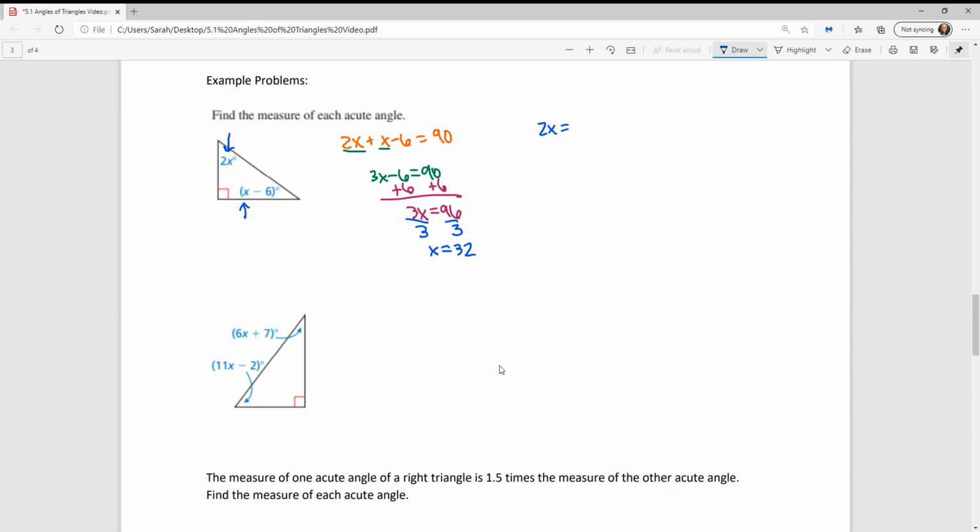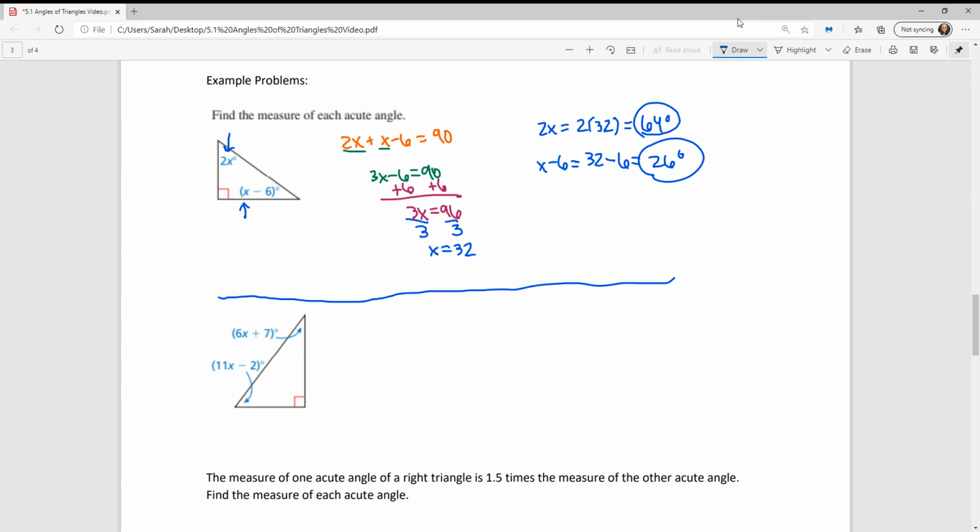So 2x is going to be 2 times 32, which is 64 degrees. So one of our angles is 64 degrees. The other one, x minus 6, x is 32, so it's going to be 32 minus 6, which is 26 degrees. And if you double check and add those together, 64 plus 26 does add up to 90, so the math all checks out. Let's try one more of these.